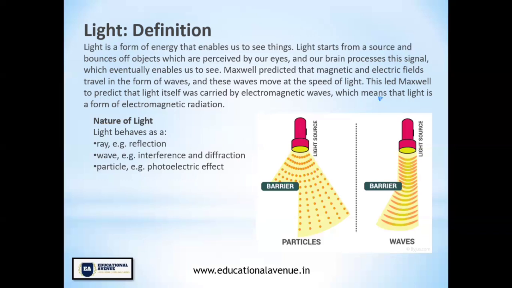And wave means, in the diagram you can see, when you are throwing a stone in water, it will make waves on the surface of the water. Like that only, we can say the light will behave as a wave.